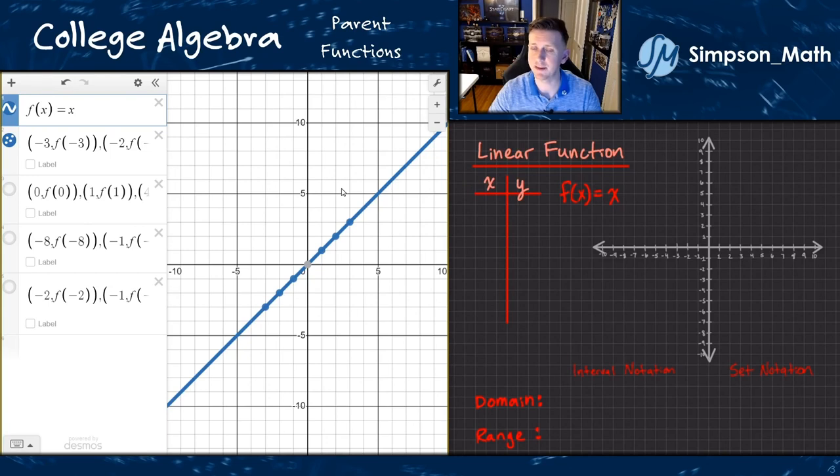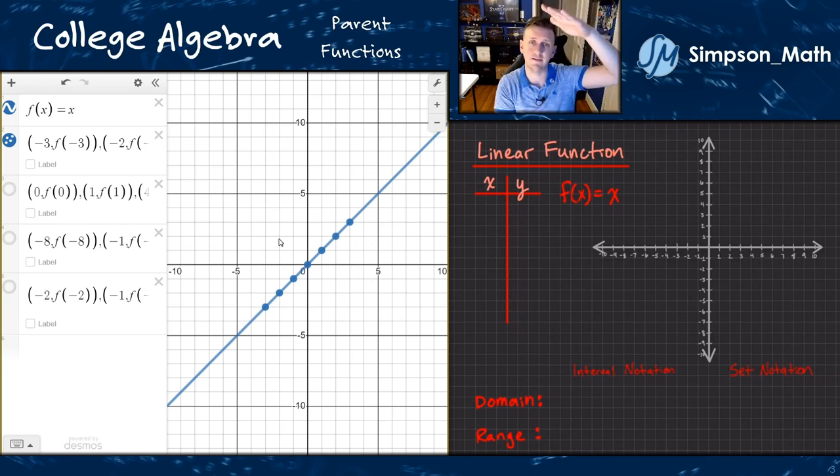All right, so now let's talk about domain and range. The domain is the set of all x's. So it's the set of all x's from negative infinity to positive infinity. It's wherever we define our x's. So what you need to do is say where the x values are. Same thing for the y. The y is the range. So it's where those y values are.